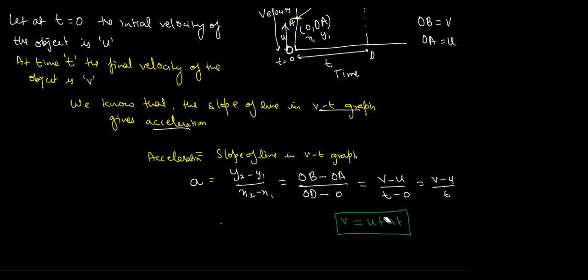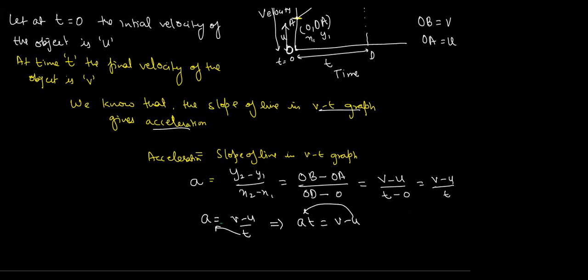Okay, we are deriving the first equation of motion here, and we can write here a is equal to (v minus u) by t, and this a will go to that side, and you can write here at is equal to v minus u, and then this u will come to this side. So you can write here v is equal to a into t plus u. Then you can write here v is equal to u plus at.